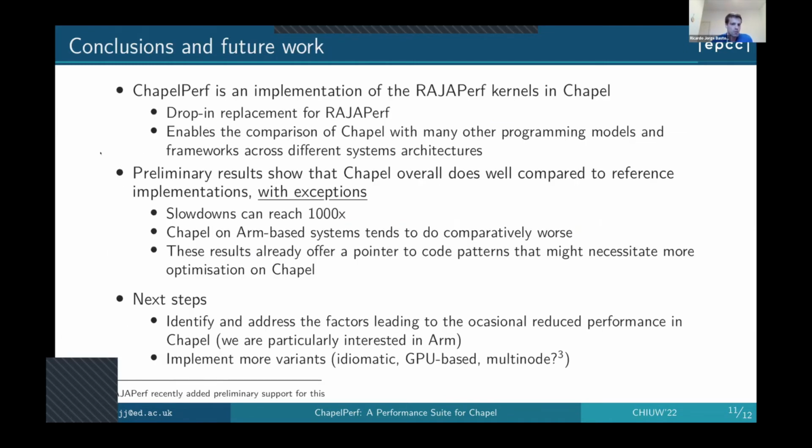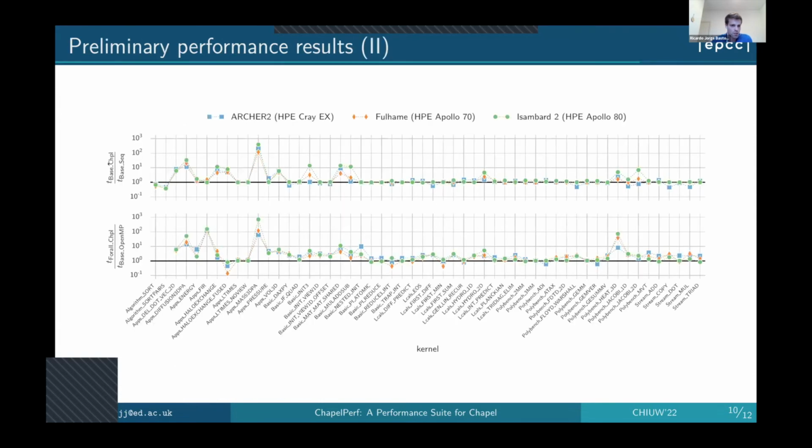So as I've just said, I've presented ChapelPerf, which is an implementation of the RAJAPerf kernels in Chapel. It's meant to be a drop-in replacement for RAJAPerf. And we've developed it with the idea of extending the wide coverage offered by RAJAPerf in terms of kernels, code patterns, and programming models to the Chapel ecosystem. I've also shown some preliminary results using this benchmark that show that Chapel in general performs well compared to the reference C++ and OpenMP implementations, though there are a few kernels in which Chapel sometimes suffers big slowdowns compared to the reference implementations.